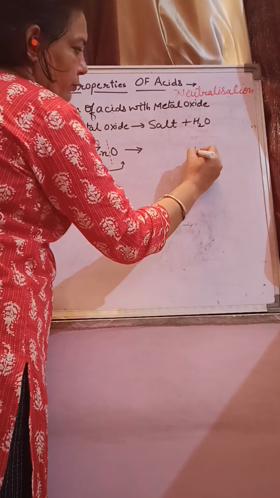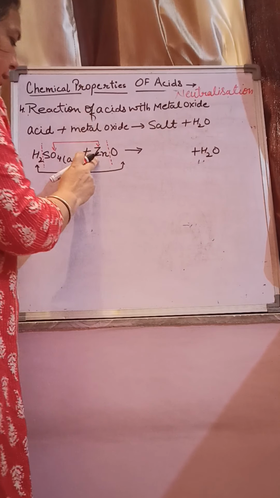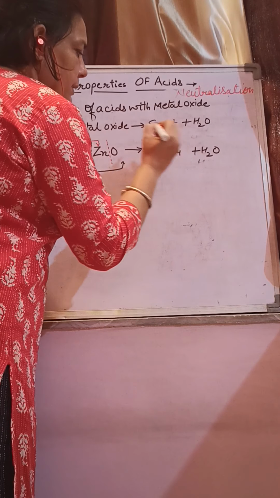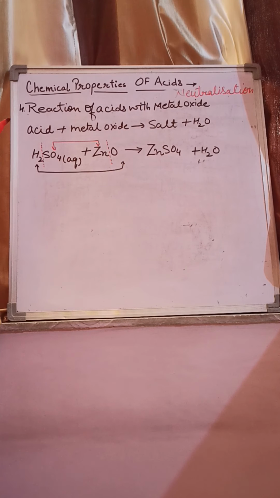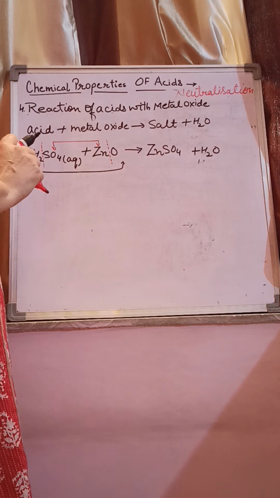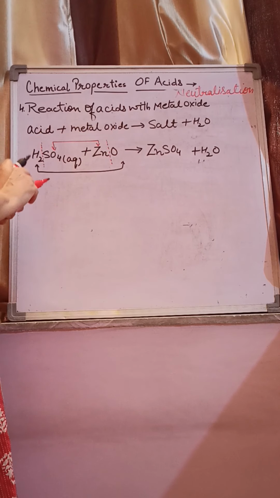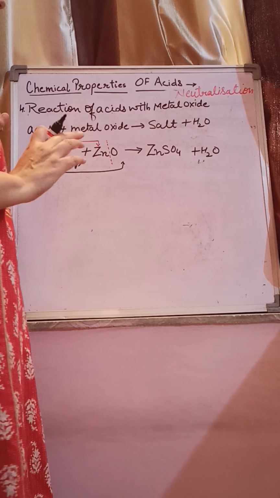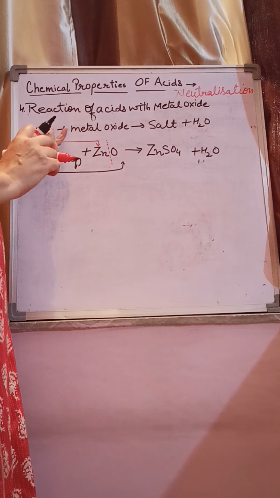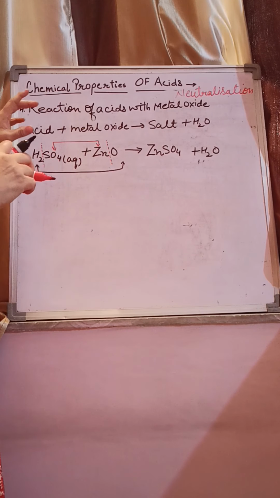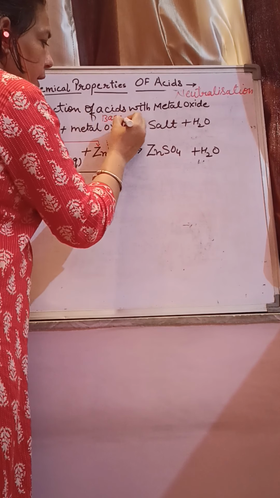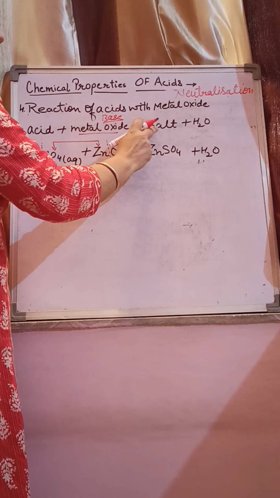Now it would be easy for me to write the names of the products. H2 and O, water is formed, and zinc is attached with sulfate, forming zinc sulfate. Zinc sulfate is an example of a salt. As we saw in the previous reaction, when an acid reacts with a base, salt and water are formed, and in this reaction also, when an acid reacts with a metal oxide, salt and water are formed. It means only one reactant is changed: in place of the base, now we are using a metal oxide. The rest of the reactants and products are the same.